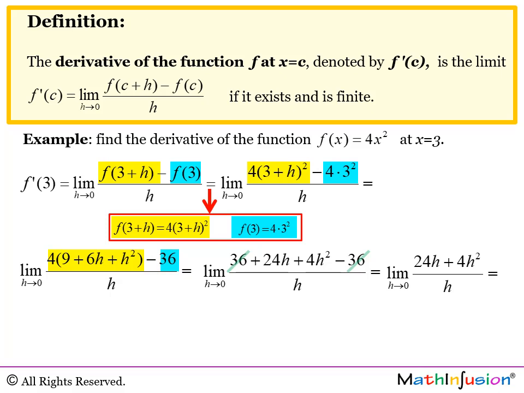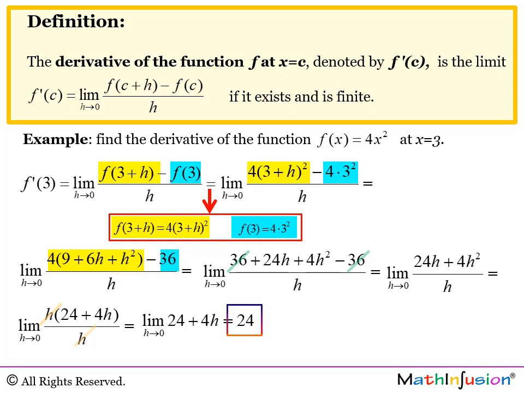we have to cancel the h, but this is not a biggie because we can distribute h in the numerator, and we get that. So now we can cancel out the h's, and we get that this is just the limit of h approaches 0 of 24 plus 4 times h. And when we substitute h equals 0, we get 24. So what is 24? It is the slope of the tangent line to the curve y equals 4x to the power of 2 at x equals 3.